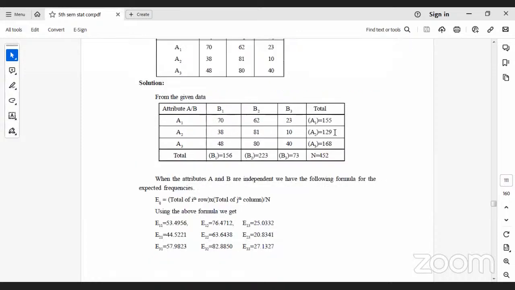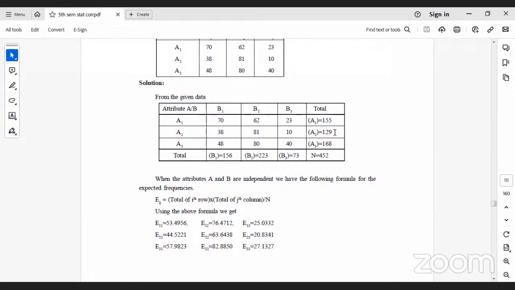Therefore, for the attributes A and B being independent, with the following formula, the same. So E11, that is Eij, is equal to the total of the ith row and total of the jth column divided by N, we are taking here. E11 is equal to, how did it come? 155 into 156 by 452, which is 53.4956.